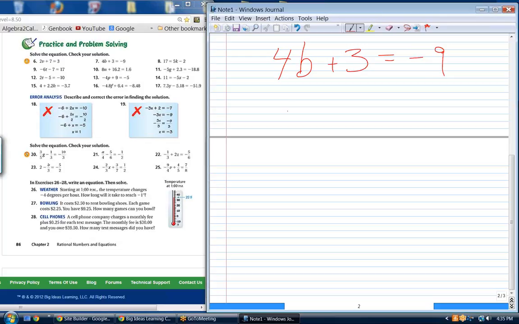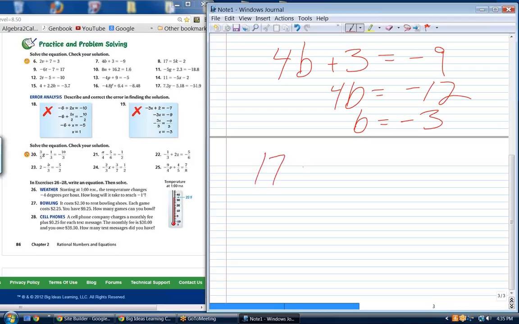So, the next line is 4b equals negative 12. Then b equals negative 3. Okay. You want to go through these one by one? Sure. Okay. And see how fast you can do it.